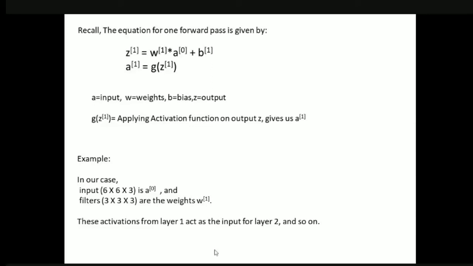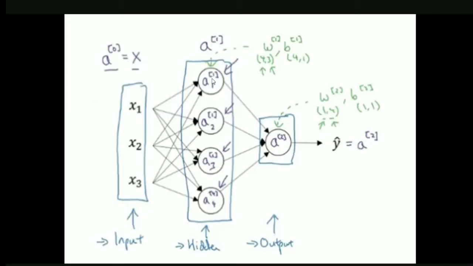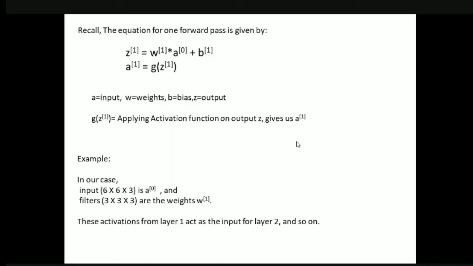Okay, clear? So in our case, if we take an example, our input image is of 6 by 6 by 3, which we represent with a power 0. The filters are 3 by 3 by 3. These will be taken as weights. The activations from layer 1 act as the input for layer 2, activations from layer 2 act as input for layer 3, and so on. So this is how we are going to get the output.